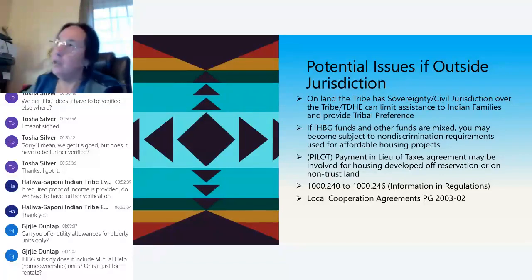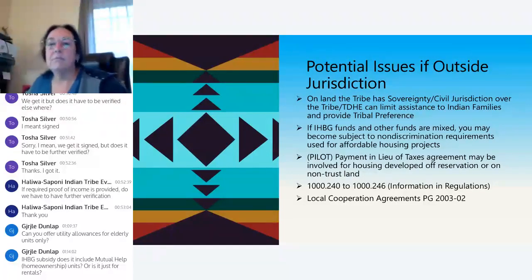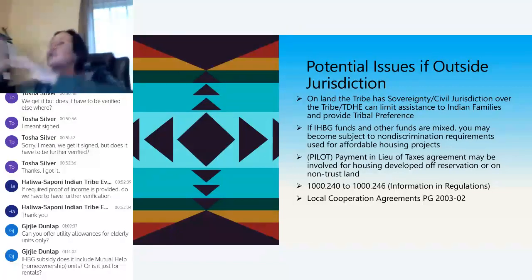So you can have potential issues if you build outside of your jurisdiction. You're sitting here on the reservation. The tribe has sovereignty. They have civil jurisdiction over all these properties. The tribe, the TDHE, can limit assistance to Indian families. That's who that money is for, low-income Indian families, and provide for tribal preferences, okay? If you're from Bay Mills, you're going to go ahead of that Sioux tribe person, or that person from Keweenaw Bay or one of these other Michigan tribes. They can do that.